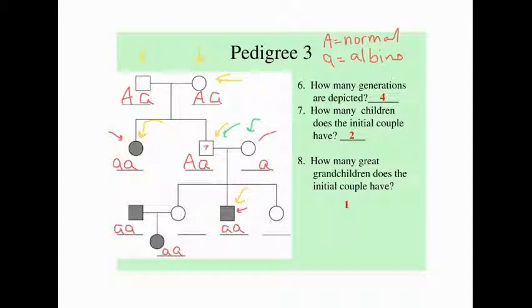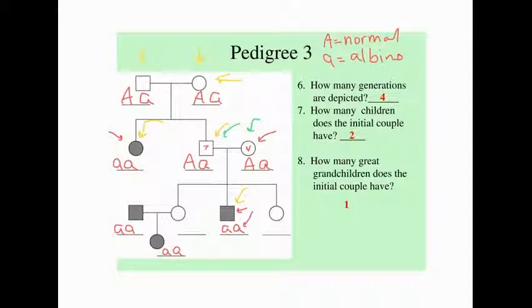Now, his mom, we know she's got a little a because she gave it to her son, but her other allele has to be the capital A because if she was little a, her circle would be shaded in.